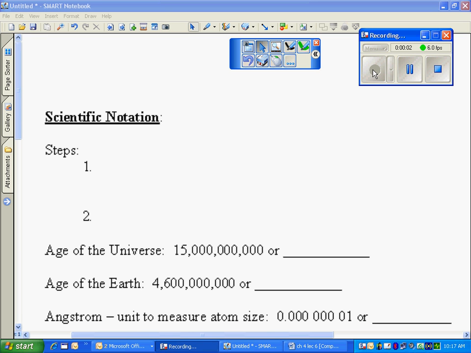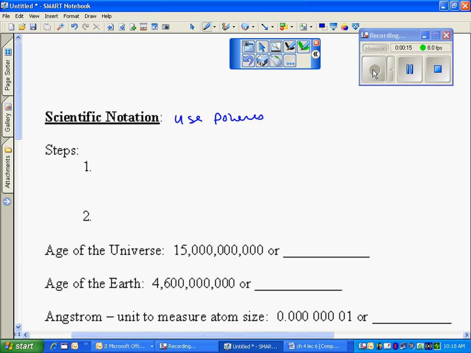Scientific notation is used in a lot of textbooks and so forth to condense numbers. So in order to condense, we like to use exponents. So we're going to use powers of 10 to write things in condensed form.